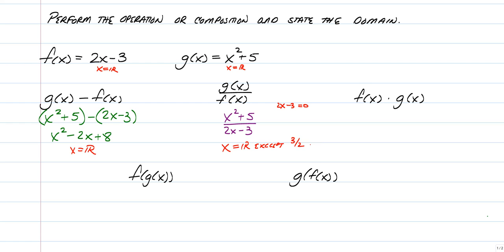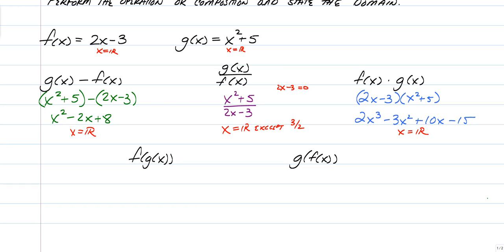F of x times g of x. That's just foiling. So we're just going to take 2x minus 3 and multiply it to x squared plus 5. And that's going to give you 2x cubed minus 3x squared plus 10x minus 15. There are no restrictions on anything here, so x can equal all real numbers. Okay, so that is just performing operations. The next row is compositions.